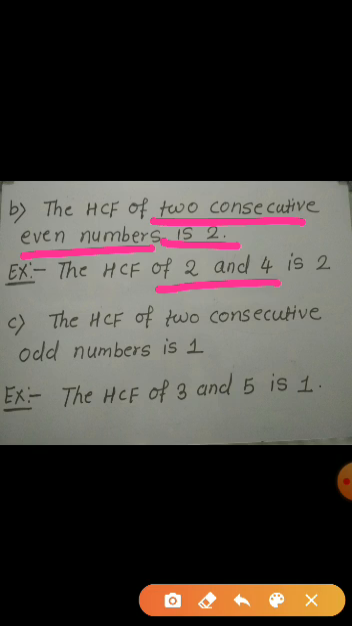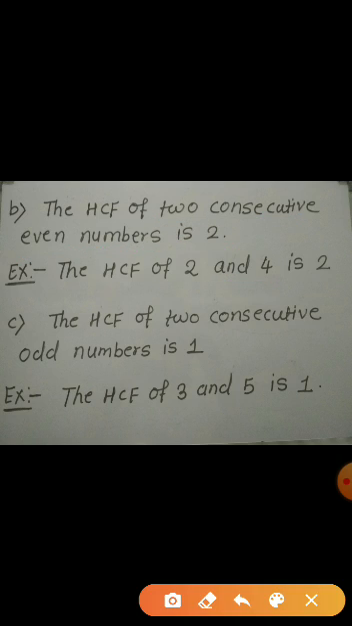If you find the factors of 2, you will get 1 and 2. If you find the factors of 4, you will get 1, 2 and 4. So 2 and 4 both have two common factors, that is 1 and 2. But 2 is the highest one. Therefore, the HCF of 2 and 4 is 2. Similarly, you can take any two consecutive even numbers. You will get their HCF as only 2.